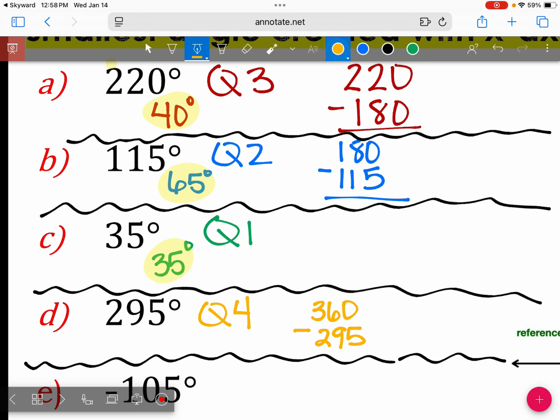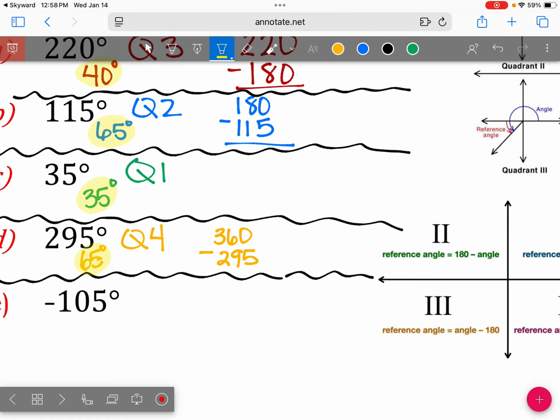And you should get 65 degrees. Anybody get 65? All right, so that would be my answer. All right, now let's talk about a negative angle.